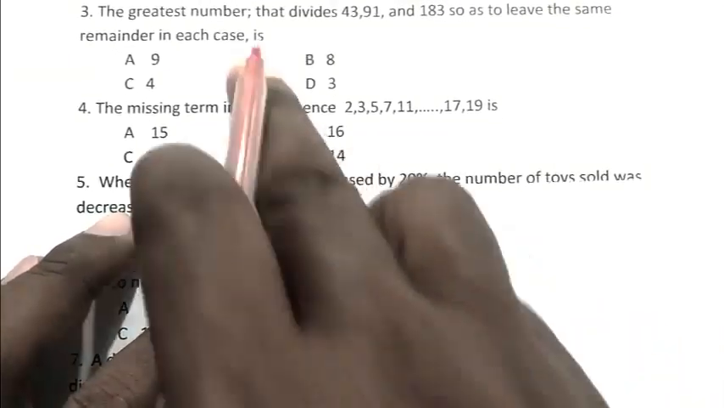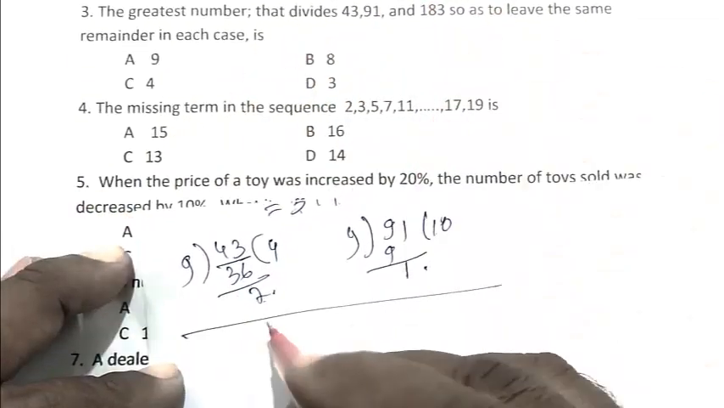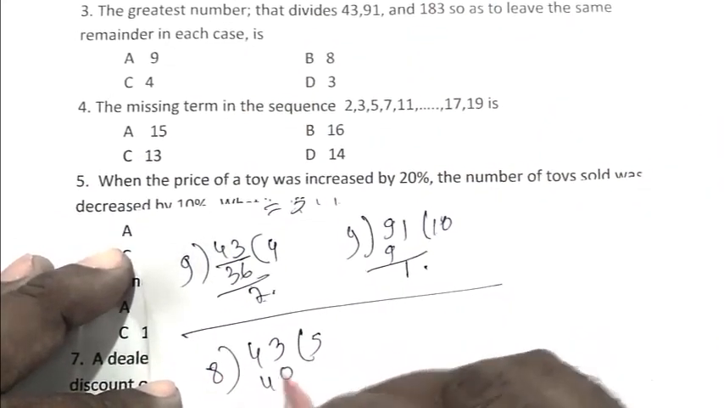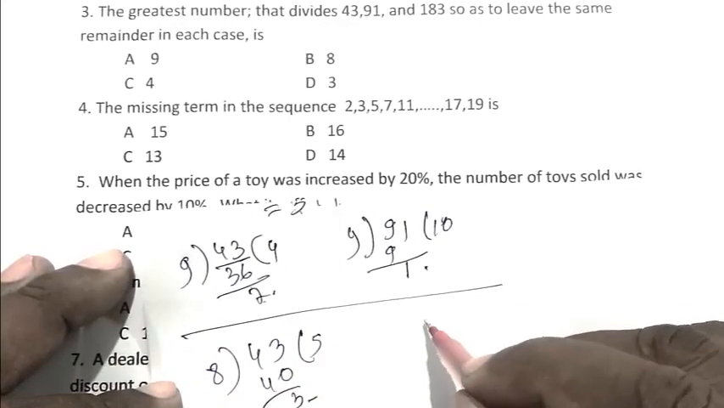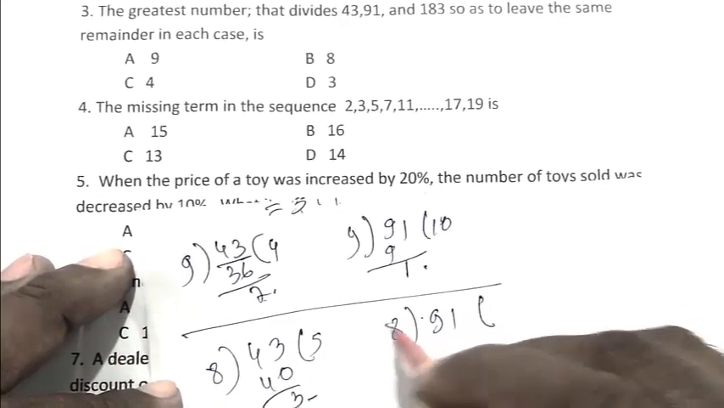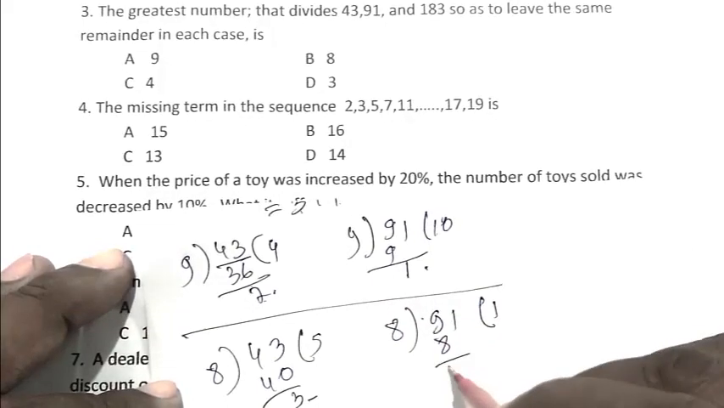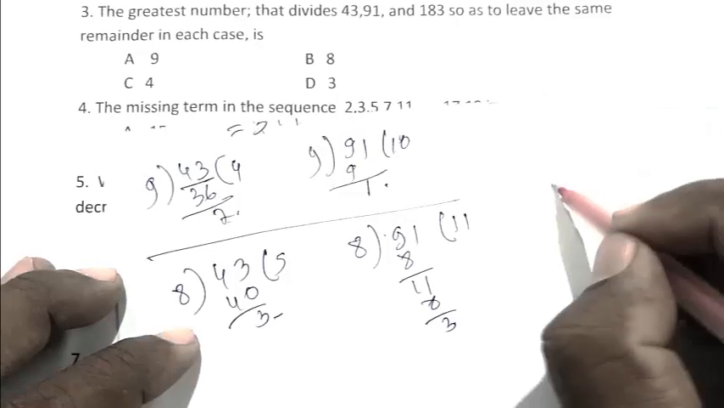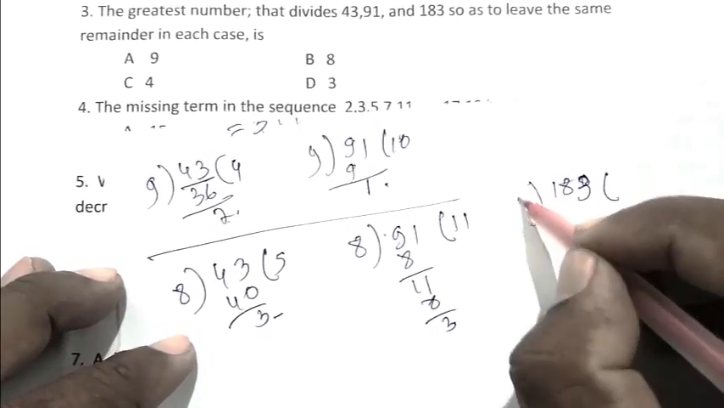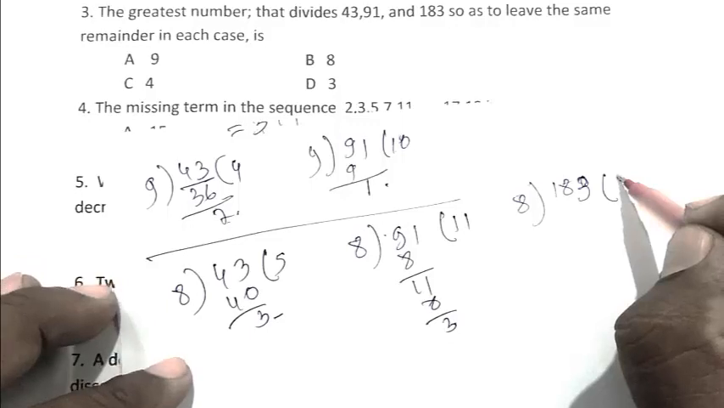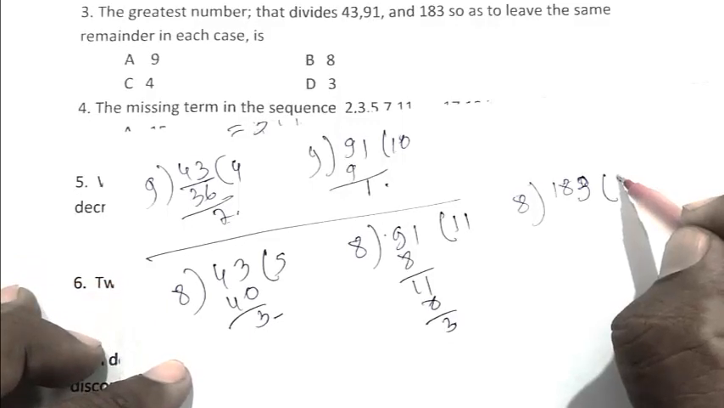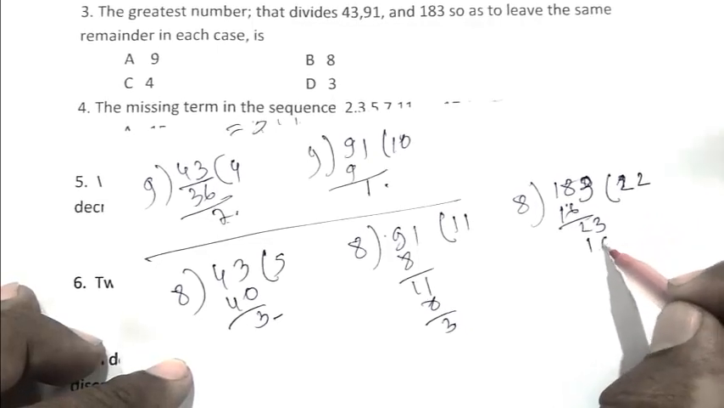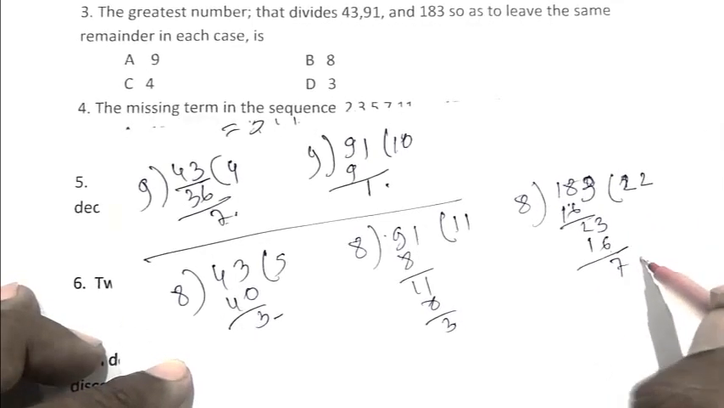After that we divide the numbers by 8. We divide 43 by 8, we get 3 as a remainder. 91 by 8 we get 3 as a remainder. 183 by 8 we get 7 as a remainder.